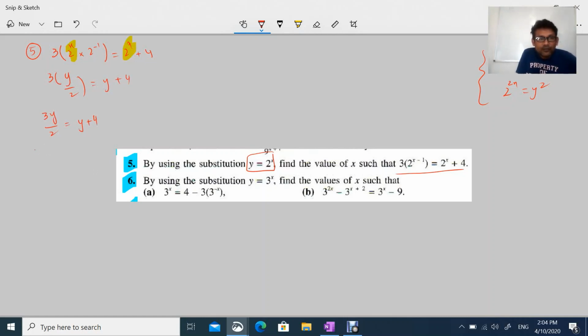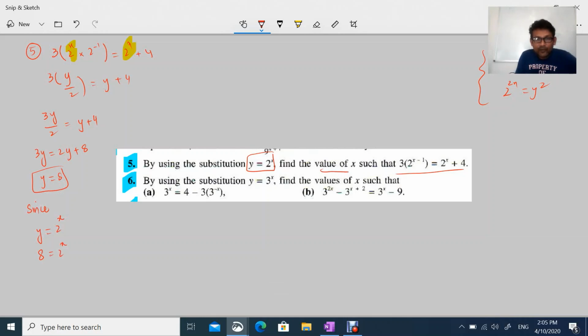So now finally 3y is equal to 2y plus 8. When I shift it, y is equal to 8. But please note, this is the value of y and the requirement is the value of x. So I have to apply here, since y is equal to 2 power x. What is y? y is 8. This is 2 power x.